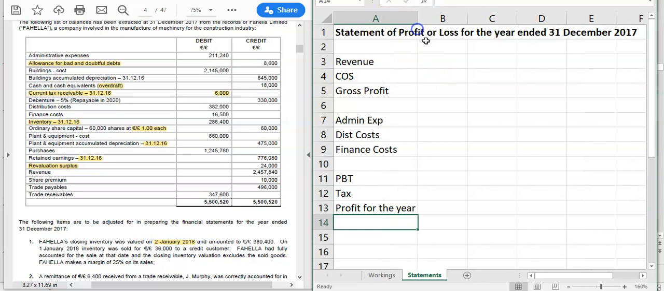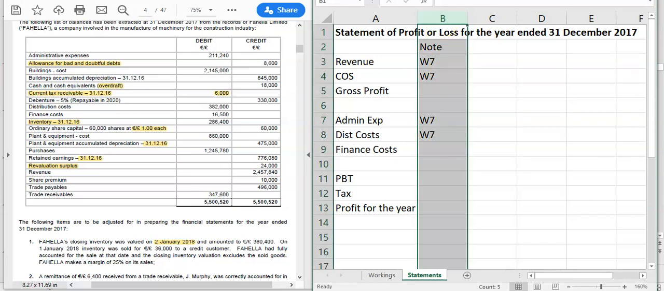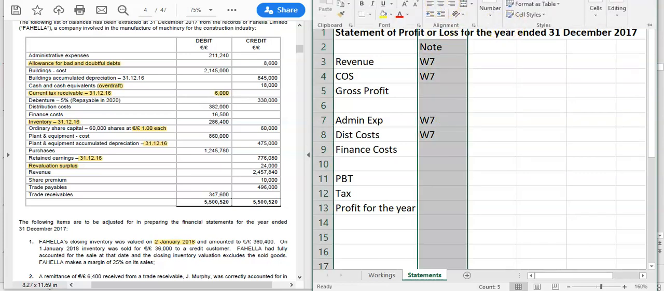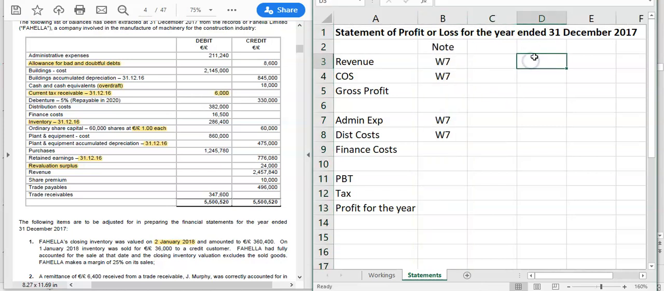But I'd always, and this is important now, I'd always put a column here, just calling it note. So that's where you're getting your references, where you're getting your workings from. So that's going to be working 7, working 7, working 7, and working 7. So all of them are done straight away because we've them all done in a single working. So it's nice and neat here.